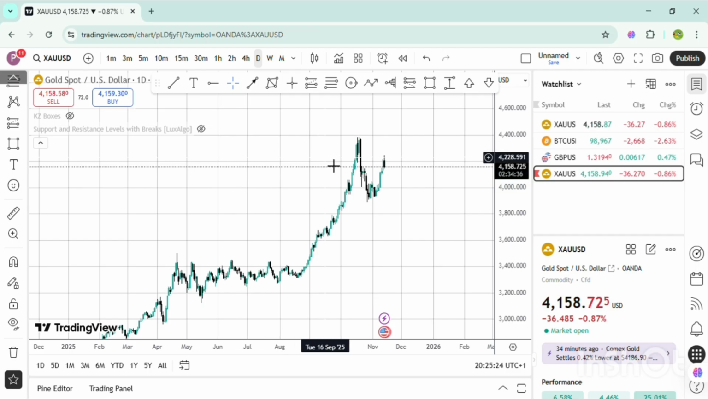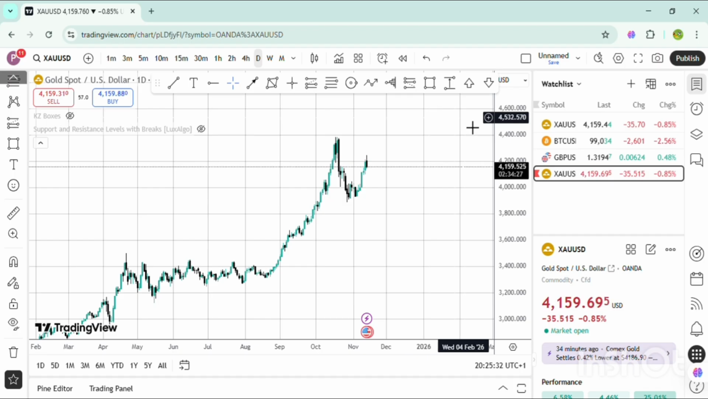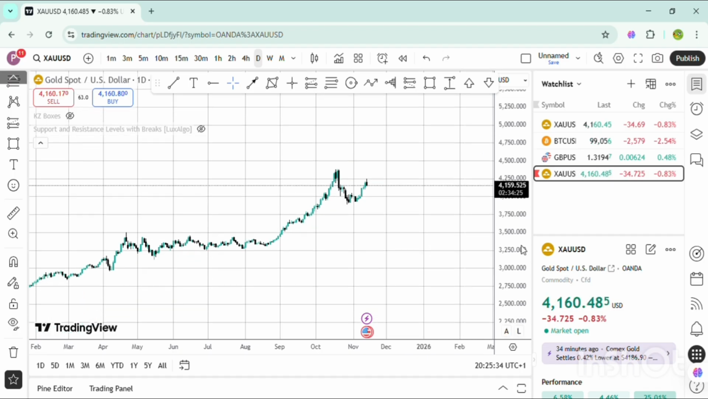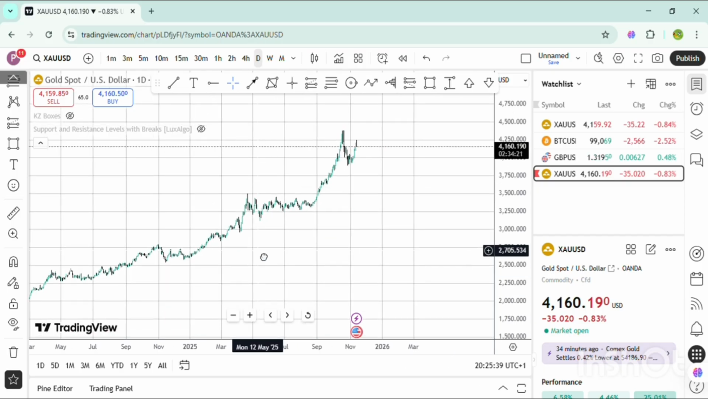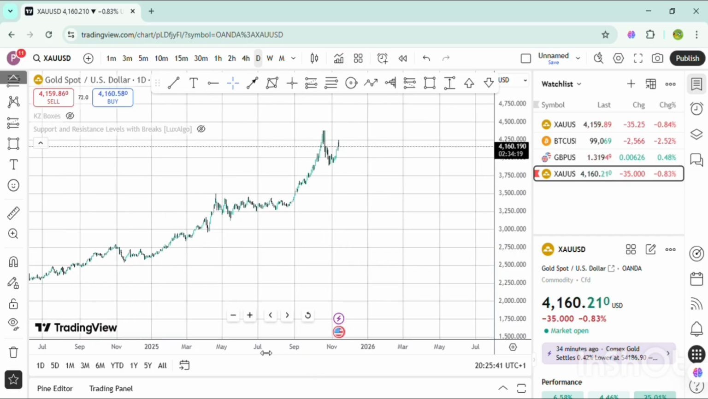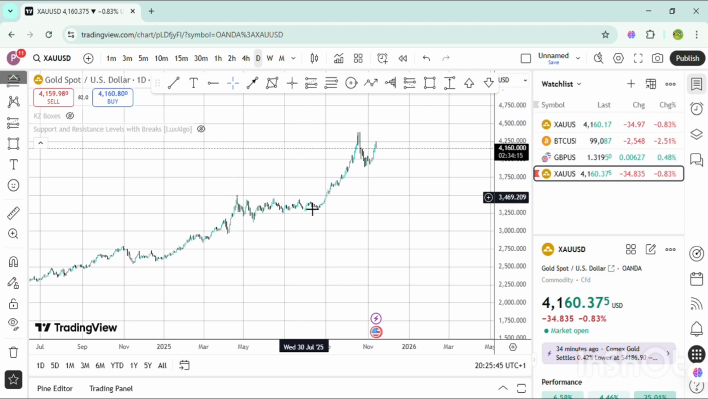Today I'll be teaching you a top down analysis, what you should do starting from the daily time frame. This is the daily time frame. I will be showing you the confluences you need to look out for in the market to know what to do before you take your trades, either for a buy or for a sell.